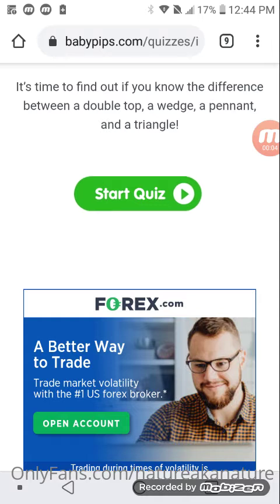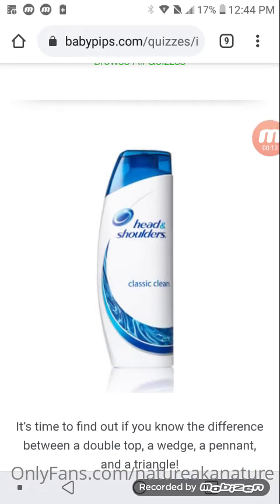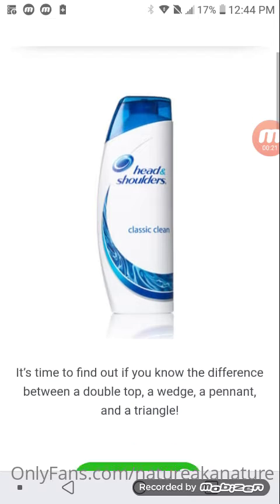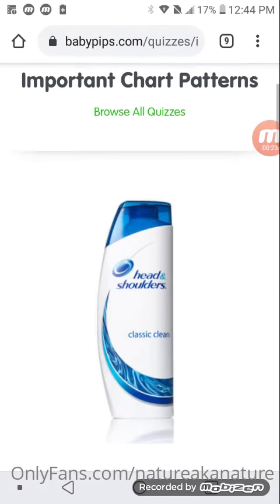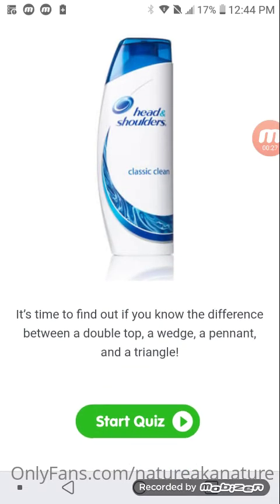Alright, so we got the last quiz that we're going to go over for right now, on the information that we've been learning, and it's the chart pattern quiz, okay? With the head and shoulders and the double tops and wedges and pennants and triangles. So we're going to take a quiz on these important chart patterns. Alright, gang, so let's see how we do.